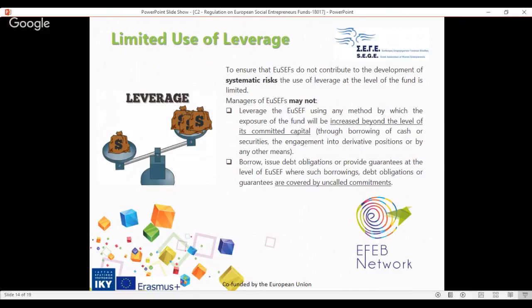They may, however, borrow, issue debt obligations, or provide guarantees at the level of the European social entrepreneurs funds, where such borrowings, debt obligations, or guarantees are covered by uncalled commitments.